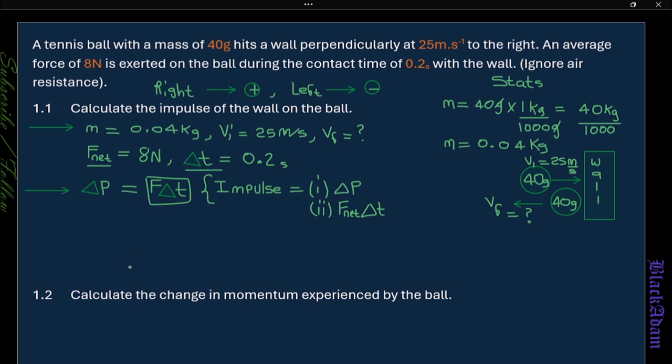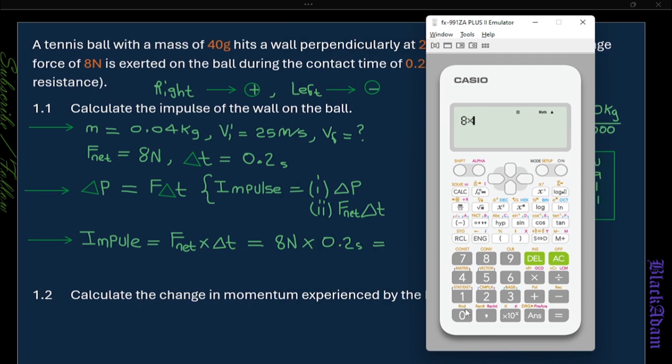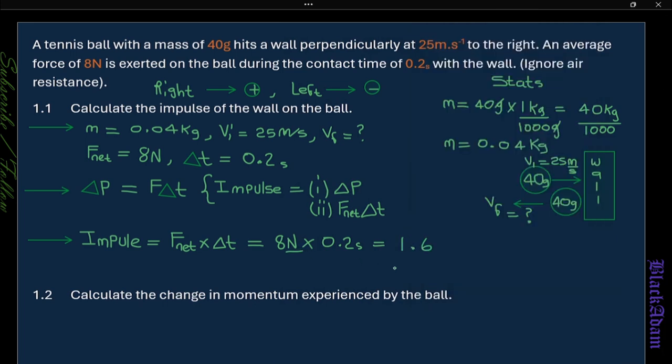Depending on what information we have: we have force and change in time, so we use the right-hand side of the impulse. Impulse is net force multiplied by the change in time. Now let us substitute. Our net force is 8 newtons and our change in time is 0.2 seconds. 8 multiplied by 0.2 is 1.6, in newton seconds. That's the unit for impulse.